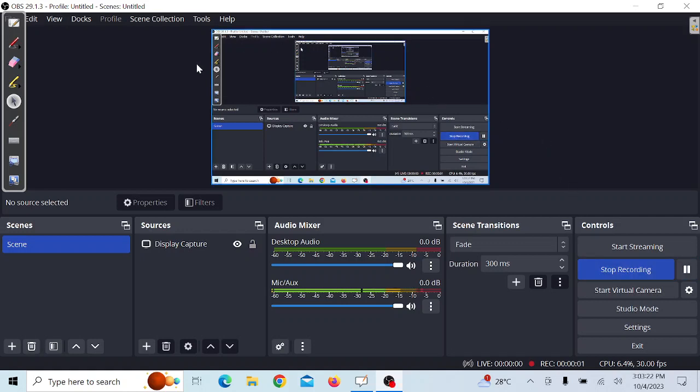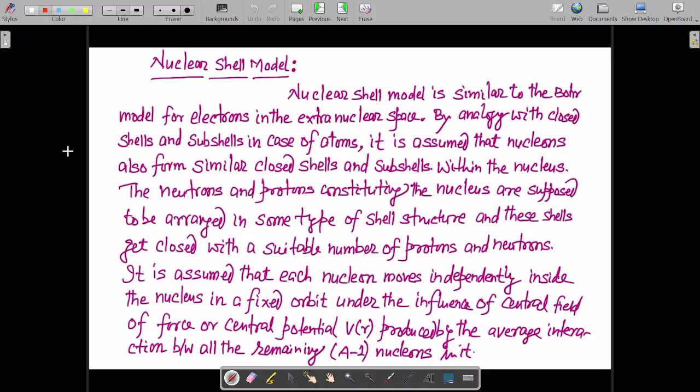Yes, friends, welcome once again to the class, and let's look at our new topic, which is the nuclear shell model. The nuclear shell model is actually similar to the Bohr model for electrons. What is this nuclear shell model all about? It is similar to the Bohr model for electrons in extra nuclear space.